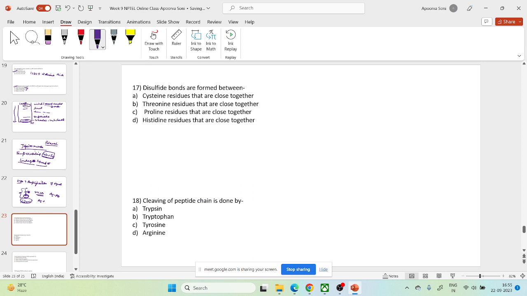Disulfide bonds are formed between cysteine residues. We have already studied that. Then cleaving of peptide chain is done by trypsin.